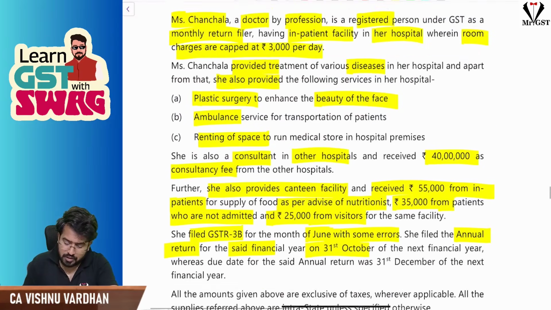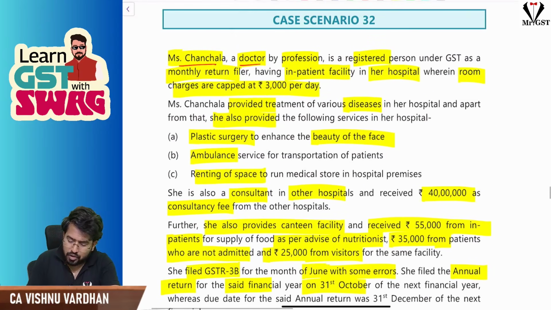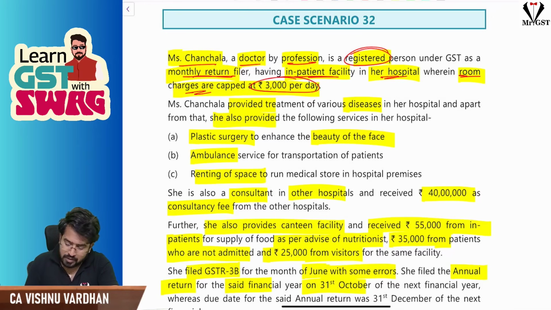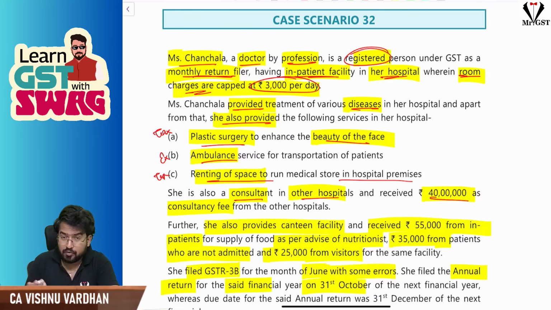Right. Next. So this lady is a doctor by profession, registered under GST and filing returns on a monthly basis. Inpatient facility is there in her hospital where room charges are capped at 3,000 per day. She provided treatment for various diseases and also she has provided the following services. Plastic surgery for the beauty of the face is taxable, ambulance services exempt, renting of space to run a medical store, all these things are taxable. She is also acting as consultant in other hospitals and earning 40 lakhs, that is exempt.